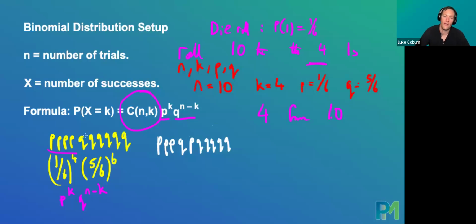So in particular, what we have is 1, 2, 3, 4, 5, 6, 7, 8, 9, 10. So we have 10 of these boxes to fill. And we want to figure out the number of ways that we can put 4 P's into these boxes, right? So we have to count up, because what we would have to do is add them all up.